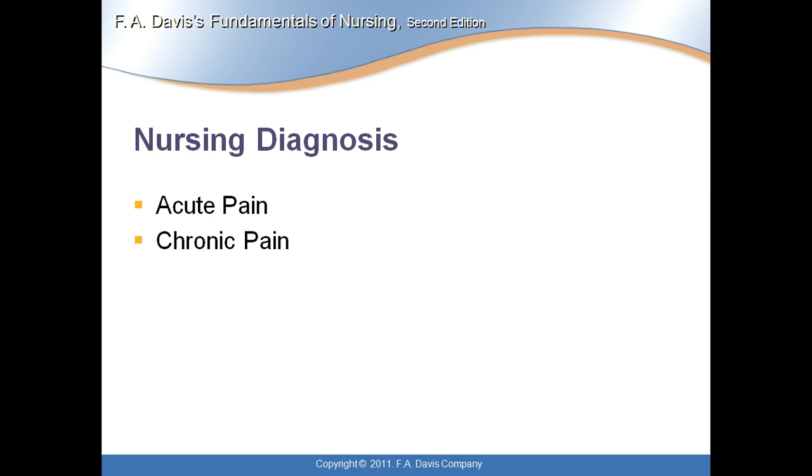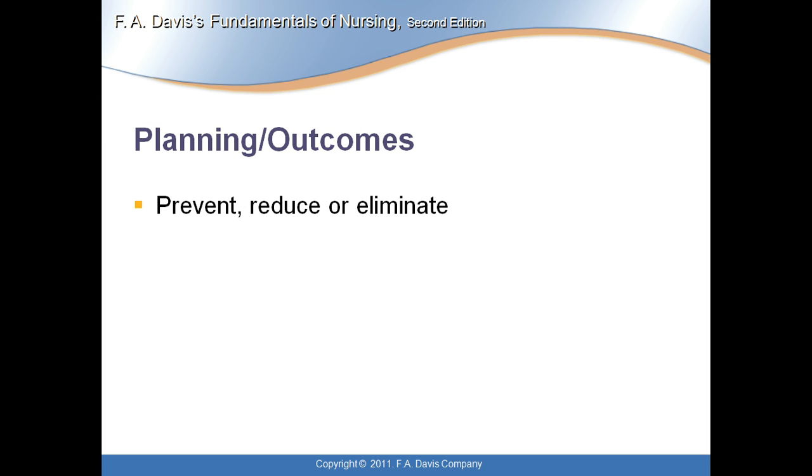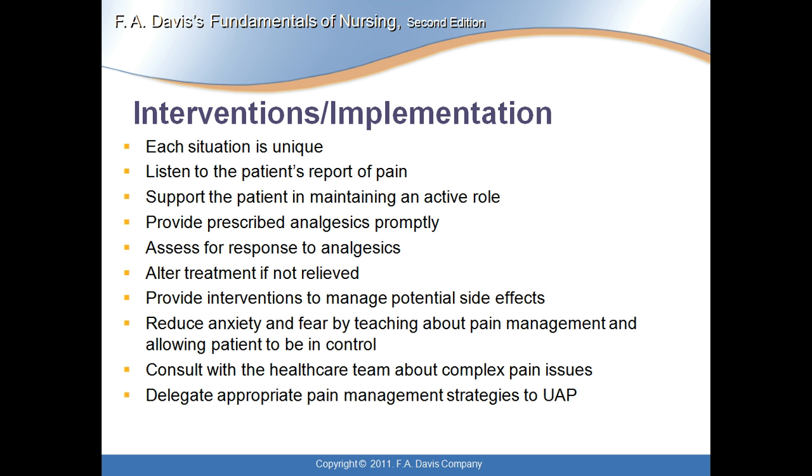So nursing diagnosis, we have acute pain and chronic pain. And the planning outcomes would be to prevent, reduce, and eliminate. So it's that simple. You have pain, I give you some pain medication, and it goes away. So interventions and implementations, each situation is unique. Listen to the patient's report of pain. Again, pain is what they say it is. Support the patient in maintaining an active role.